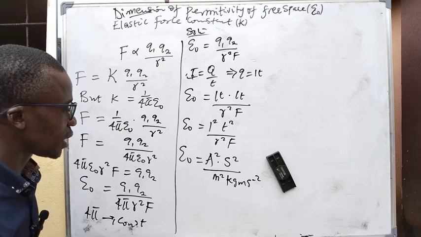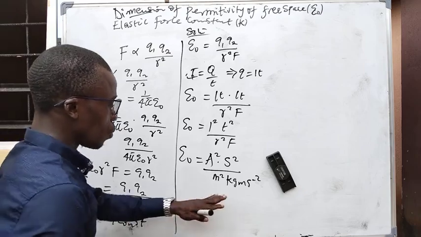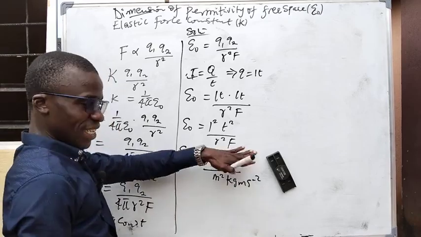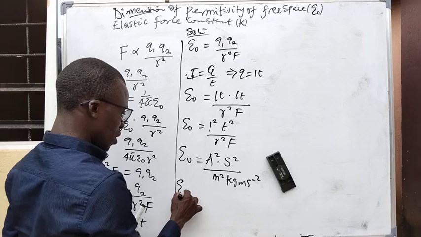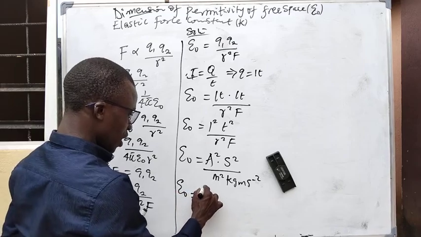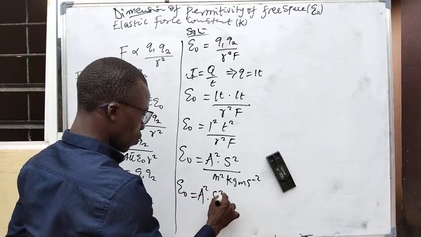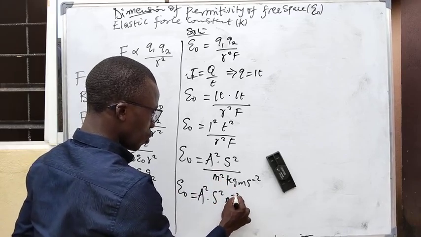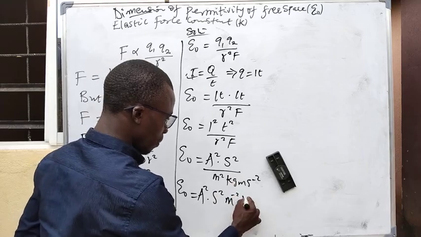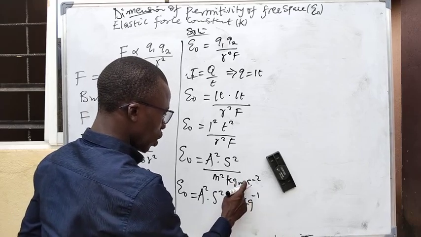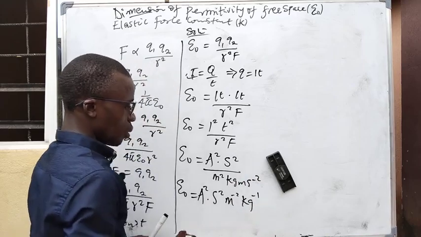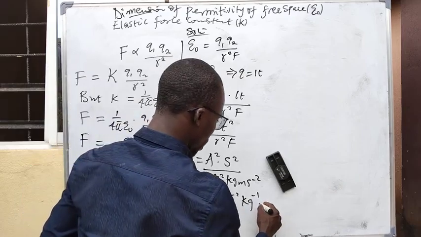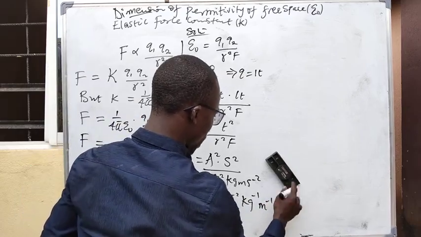Okay. Have we done that? What next remains? We are to carry all these people. All these people are the denominator. Take it up. So we have that epsilon naught will be equal to A square multiplied by s square. When this one goes up, you have m minus 2. When this one goes up, you have per kilogram. When this one also goes up, we also have it as per meter and per second.